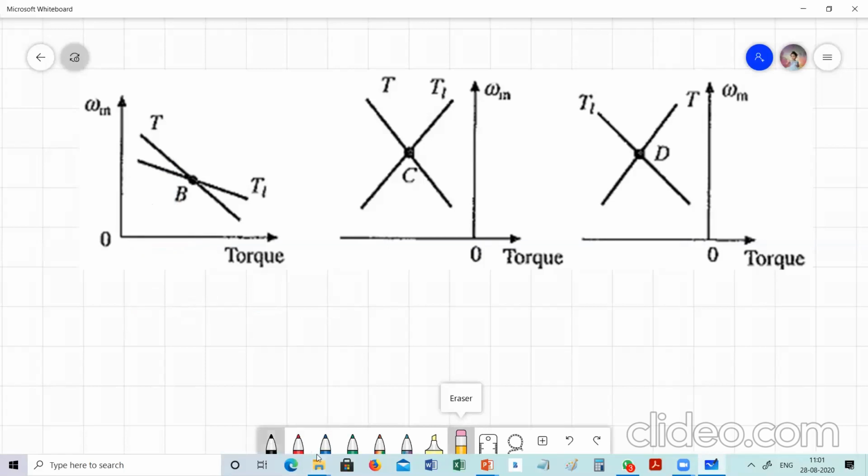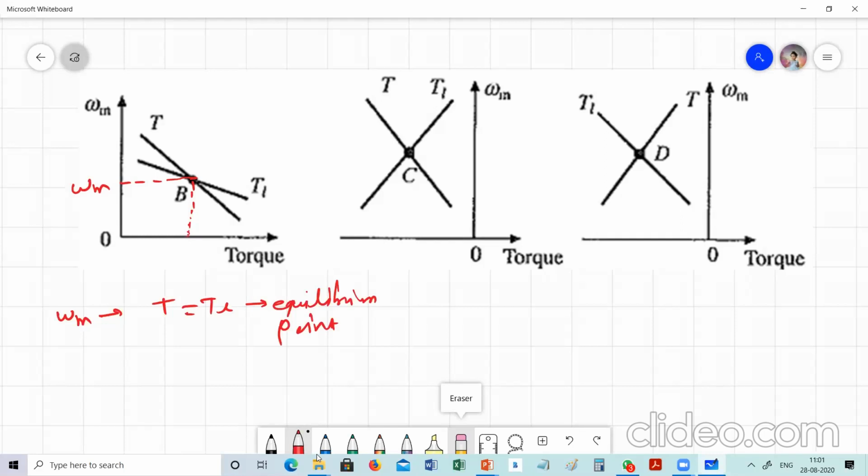This is the original speed, omega m. At this speed, at this omega m, what is the condition? T is equal to TL, because they intersect there. दोन्ही एकाच ठिकाणी आहे, म्हणजे दोघांची व्हॅल्यू एकच आहे. मीन्स व्हॉट, T is equal to TL आहे, म्हणजेच आपण म्हणू शकतो की it is an equilibrium point. This is the equilibrium point. Now we have to check whether this equilibrium point is stable or not.